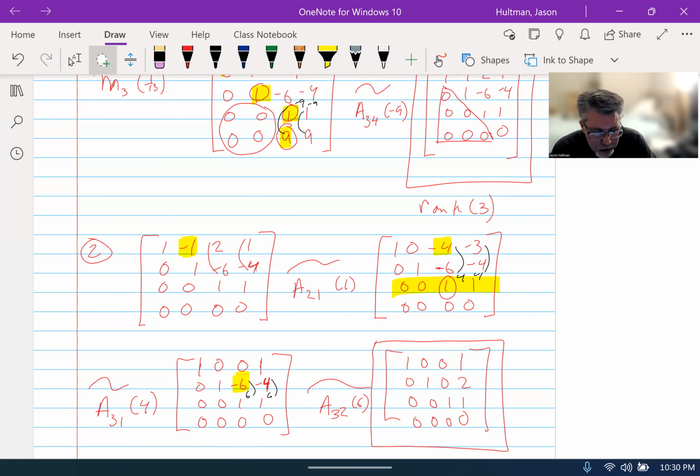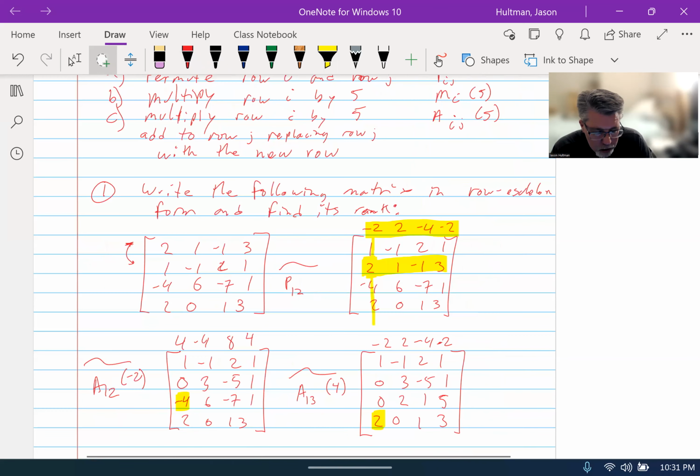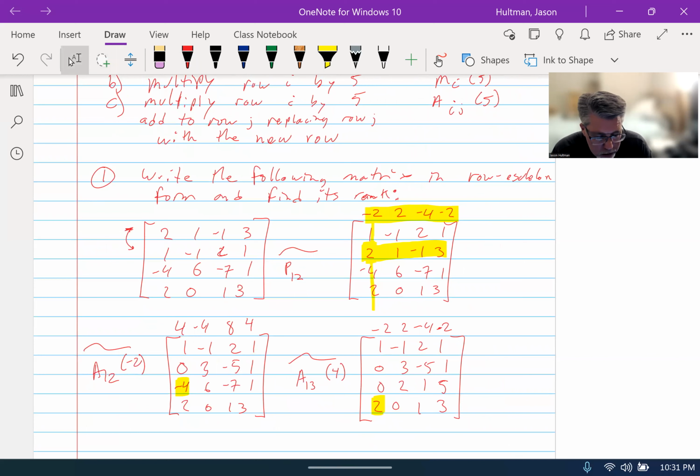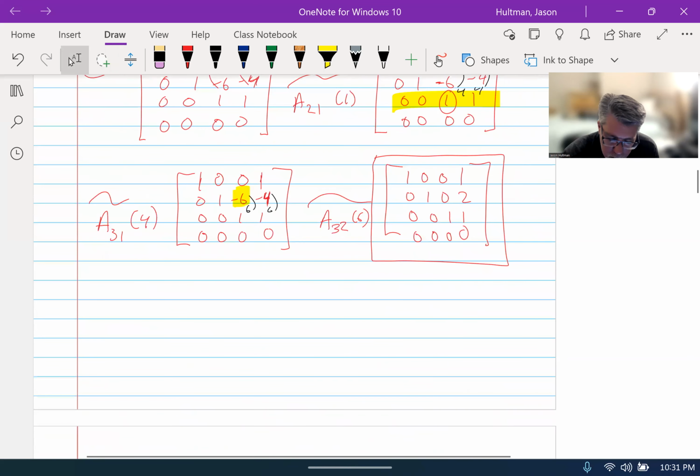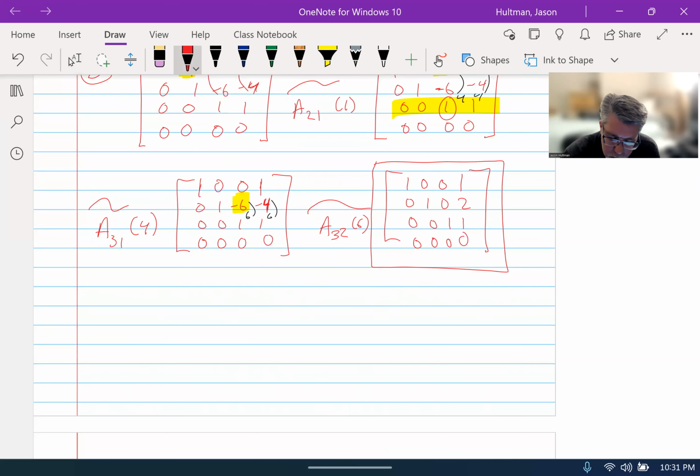So what did it look like in the very beginning? What it looked like in the very beginning was this guy: 2, 1, -1, 3, 1, -1, 2, 1, -4, 6, -7, 1, 2, 0, 1, 3. And at the very end, okay, was 1, 0, 0, 1, 0, 1, 0, 2, 0, 0, 1, 1, and 0, 0, 0, 0. That's the reduced row echelon form.